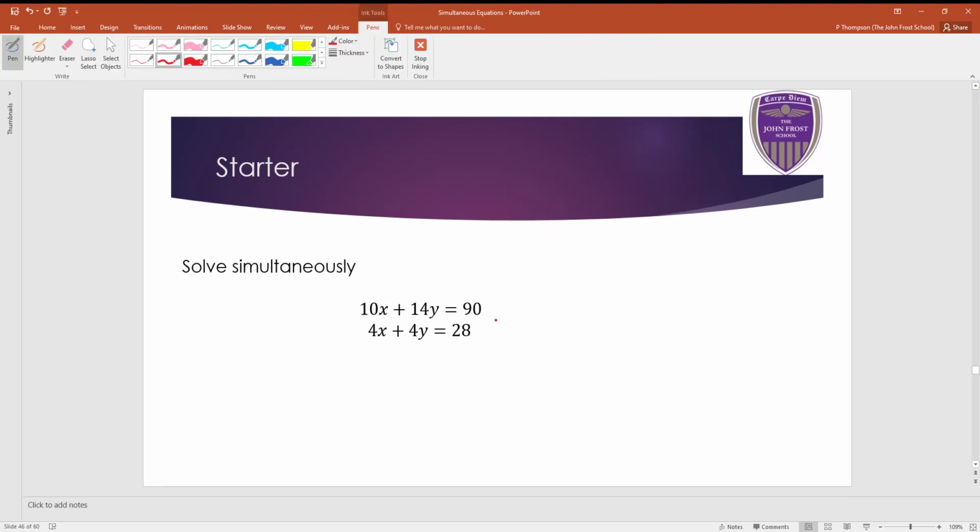Remember with these things, I always label them equation 1 and equation 2. Remember the goal is, I tend to match the y's up, try and get the same number in front of the y's. At the moment they're different, but I know that 4 and 14, the lowest common multiple of those two is 28. 28 is the smallest number they both go into. So I can make them both into 28y. That means I have to multiply the top equation by 2, because 14 times 2 is 28.